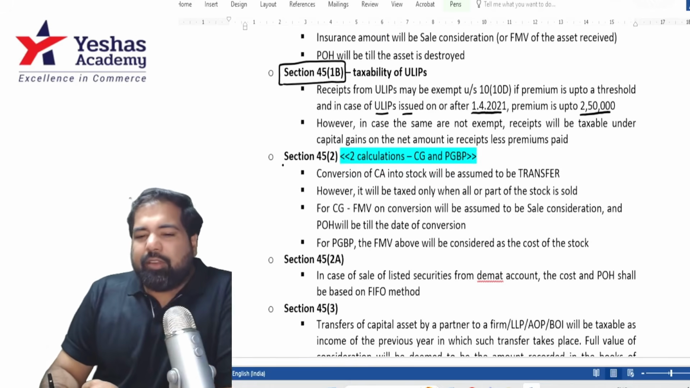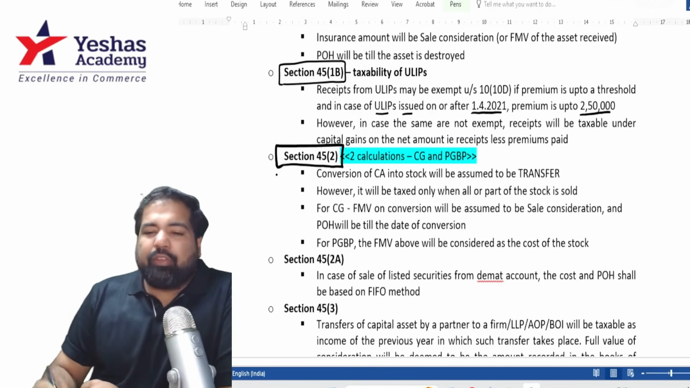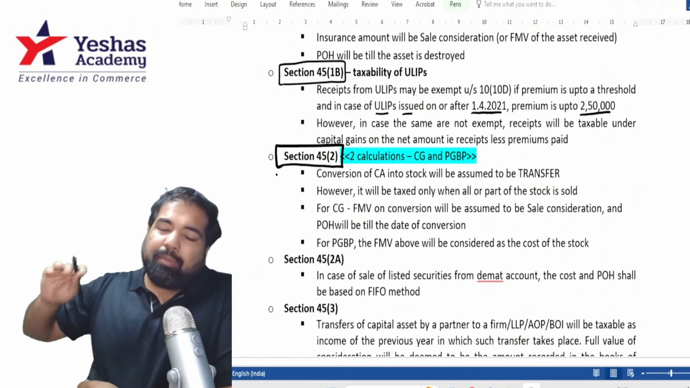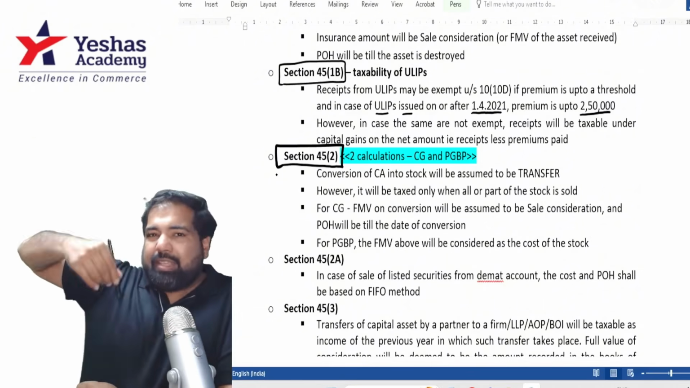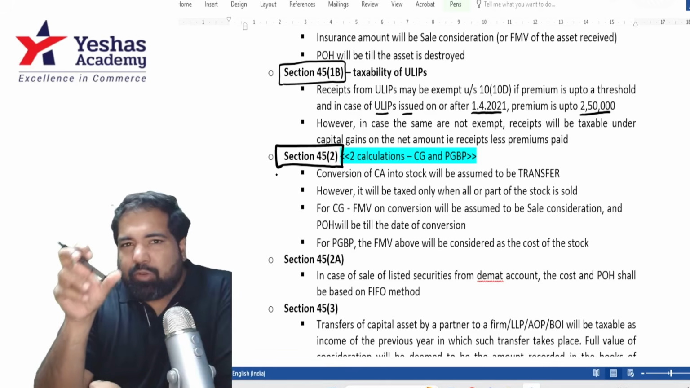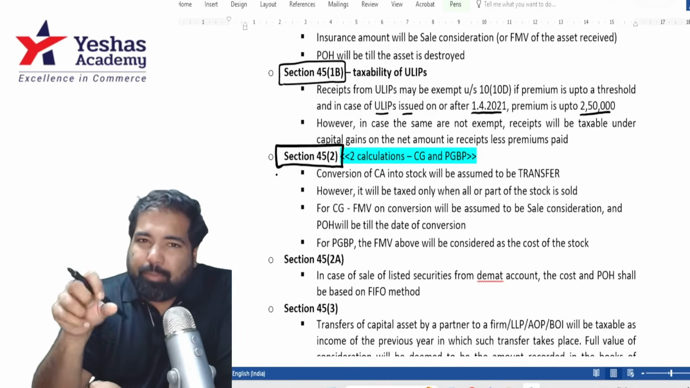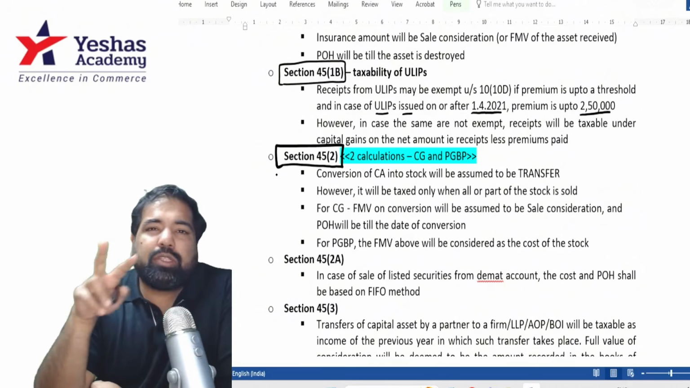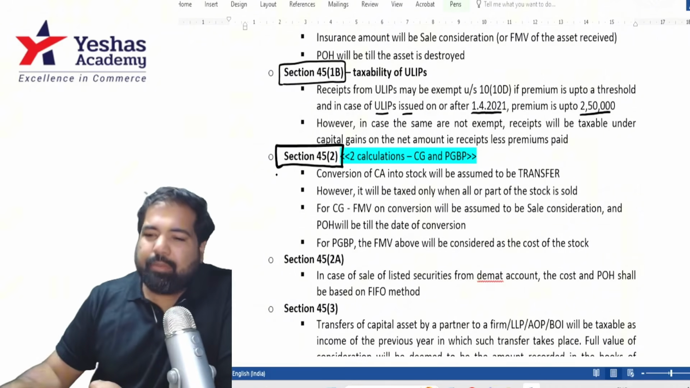Next, if you have any asset and you convert it into stock and then sell it. Example, I have a couple of houses, I make a real estate company and I sell it. My asset is converted into stock and I sold it. Then in that case, the time when it was a capital asset will be considered as capital gain. When it is stock, it will be taxable under PGBP, but both these will be taxed in the year of sale. Let's take an example.